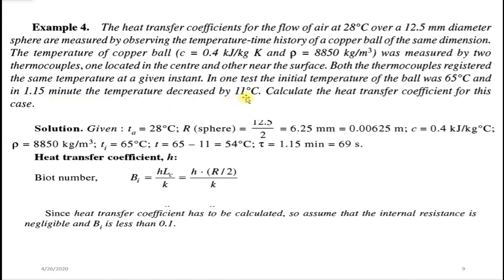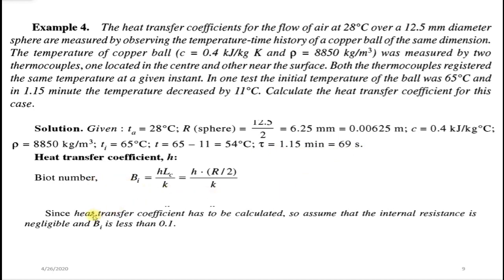It is similar to the last problem. TA value is the ambient temperature, Ti value is the initial temperature, 65 degrees Celsius. This 65 degrees Celsius after 1.15 minutes is decreased by 11 degrees Celsius, that is 65 minus 11 equal to 54 degrees Celsius. Time is given as 1.15 minutes, that is 69 seconds. We have to find out the h value.